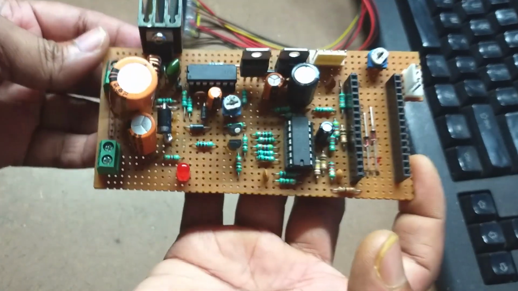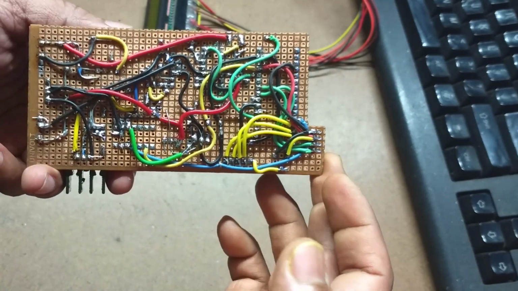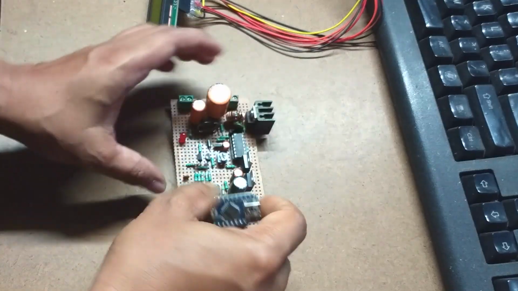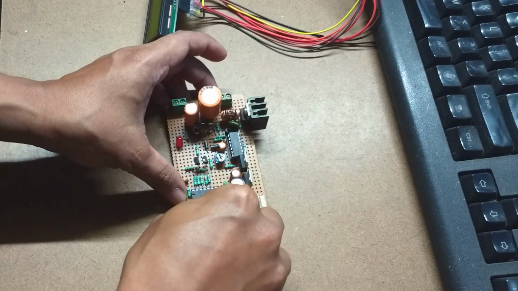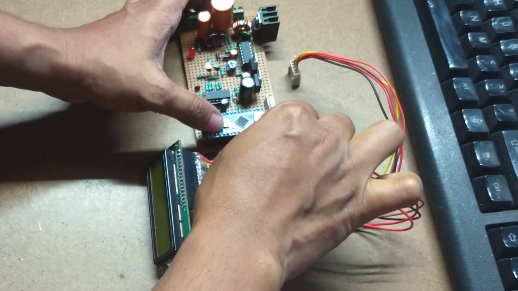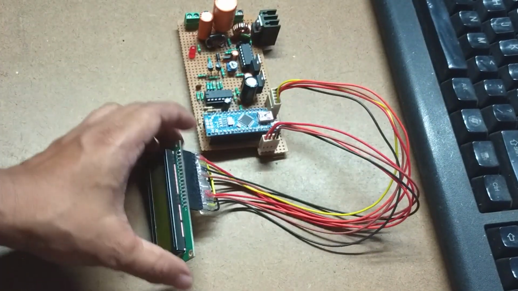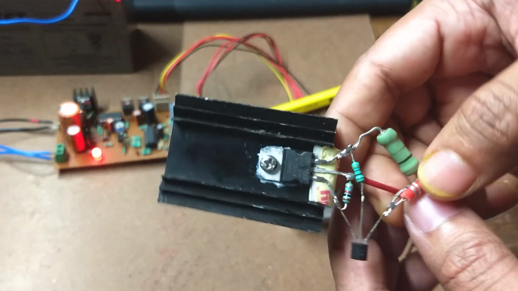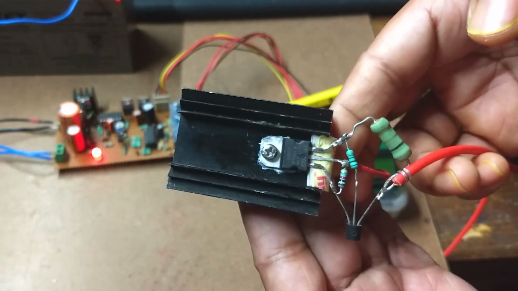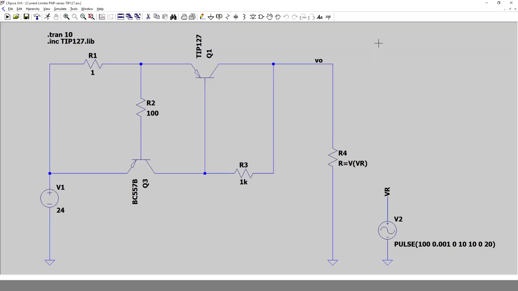I soldered all the components on a pref board according to the schematic. Unfortunately, I don't have a solar panel right now, so to emulate a 12 volt 10 watt solar panel, I built this highly complicated aerospace grade circuit according to this schematic.